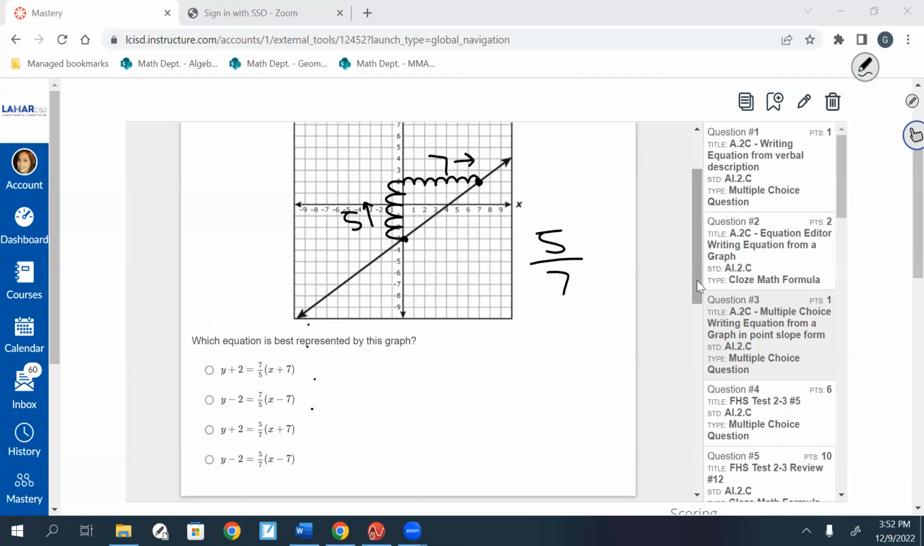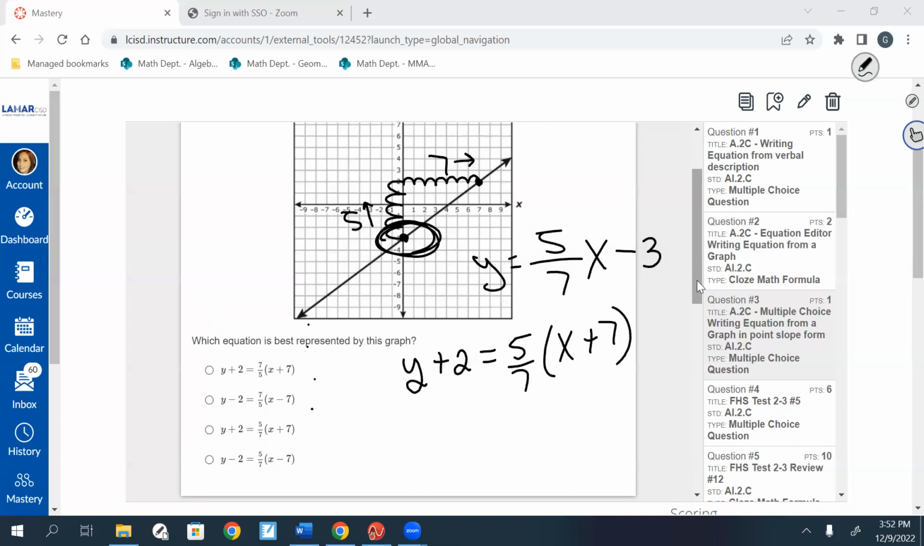So now we got our other options there. So we have 5/7x. And then now look at your y-intercept. What was our y-intercept? Where did it cross there? At -3. So -3. So now what we're going to do is take our answer choices and convert them to slope intercept, and we're going to see if it matches here. So first thing, y plus 2 equals 5/7 times x plus 7. So you're going to multiply in.